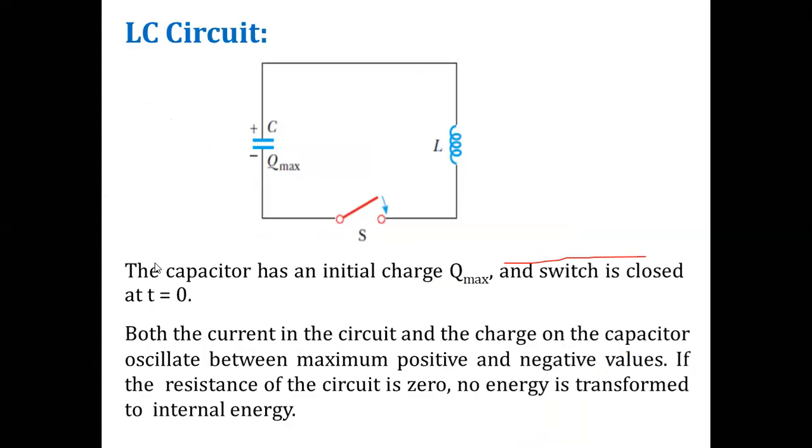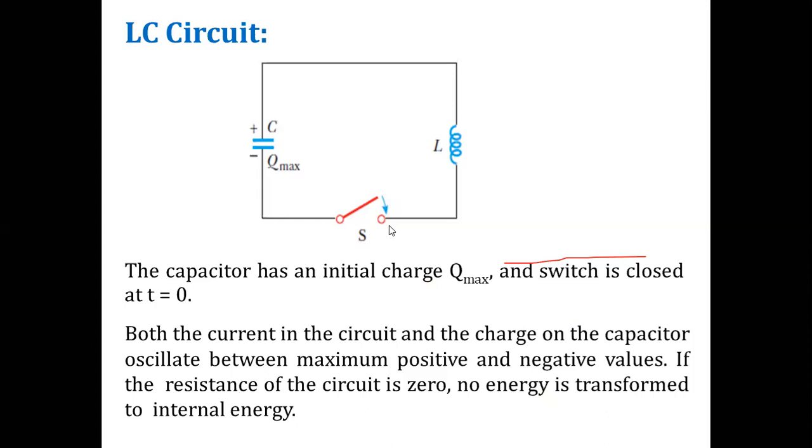We are assuming that initially your capacitor was fully charged, and that maximum value of charge we are assuming to be equal to Q max. And at time t is equal to 0, we are closing the switch here. So your energy is going to oscillate between a capacitor and inductor.